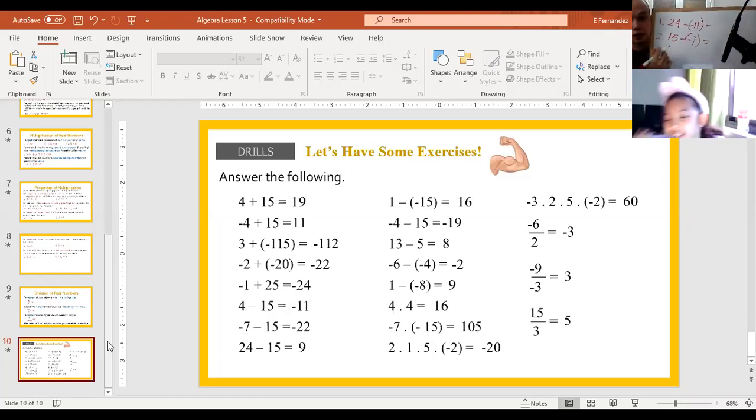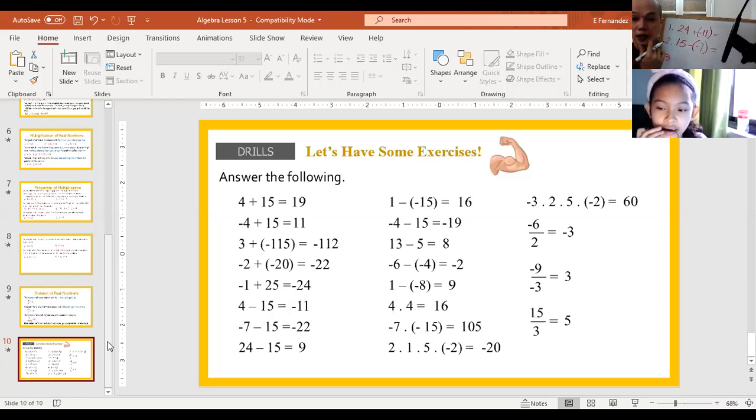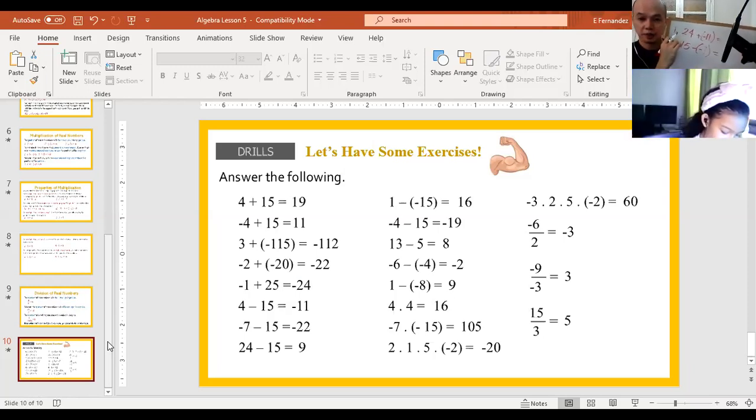I forgot, sir. In addition, I don't need to change the operation, right? No, you're not going to change the operation, only in the subtraction. But there is a case where you subtract, okay?